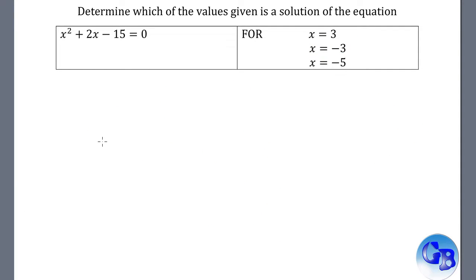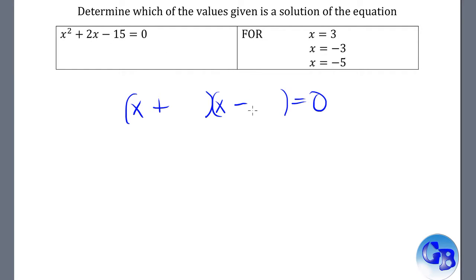We're going to do exactly the same thing. We're going to determine which of these values given is a solution for this equation, and we're going to do exactly the same process. We're going to solve this quadratic equation by factoring. So if we break this up into parentheses and equal it to 0, well, we know we have an x here and an x here. We know, because we have a negative value here, that one of these is negative and one of these is positive. Now, what two numbers, when multiplied together, give us negative 15, and when added together, give us 2?